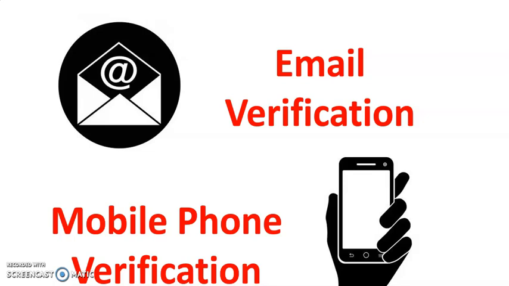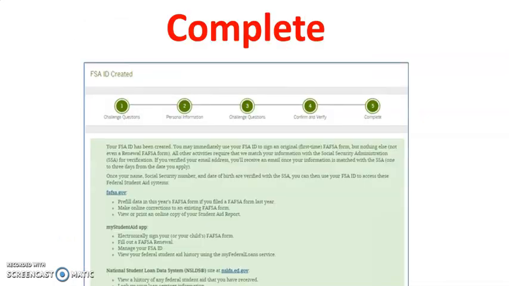Sometimes it takes 5 to 10 minutes for these codes to be sent. So if that happens, don't panic. Just leave the window open on your computer and wait for it to be sent and put it in once you get it. And then you are done creating your FSA ID.